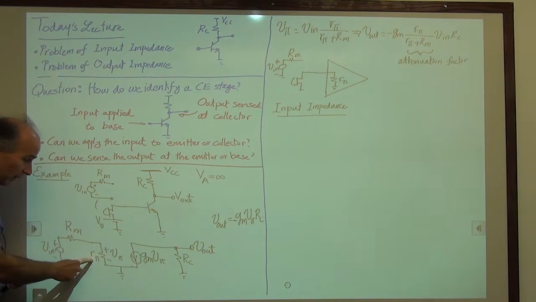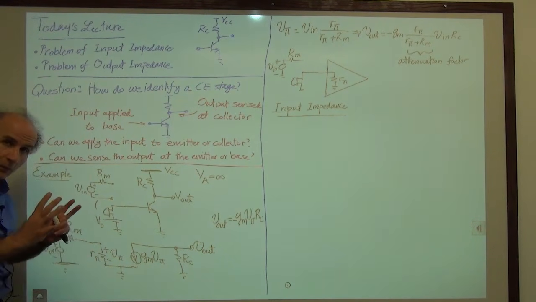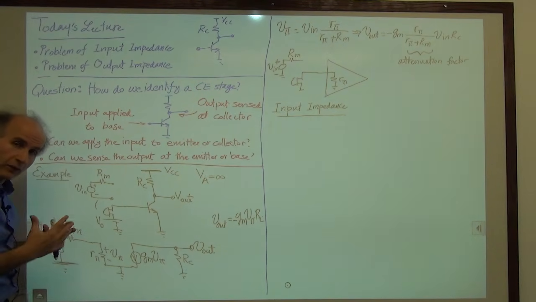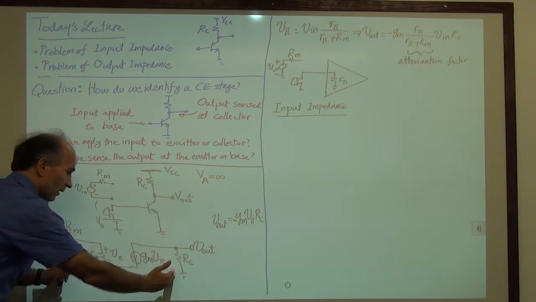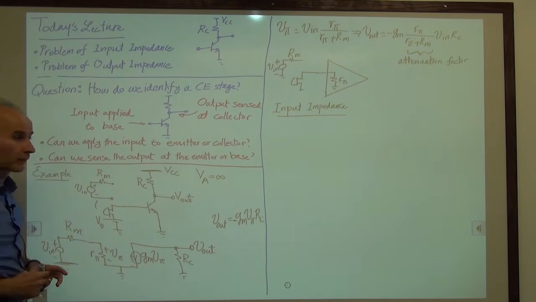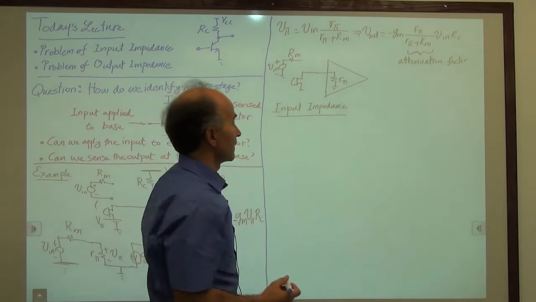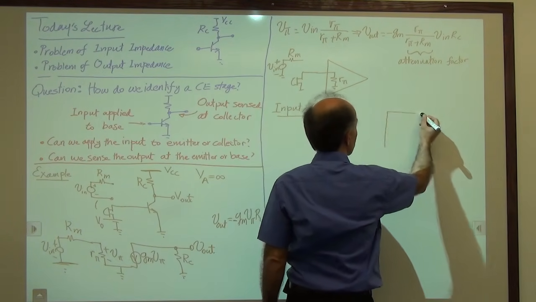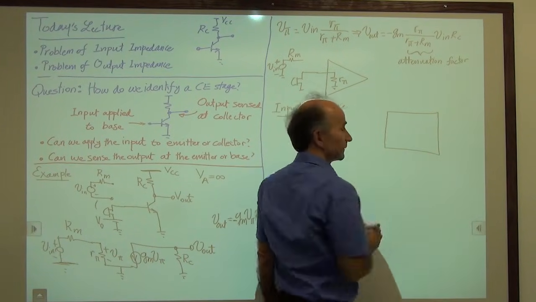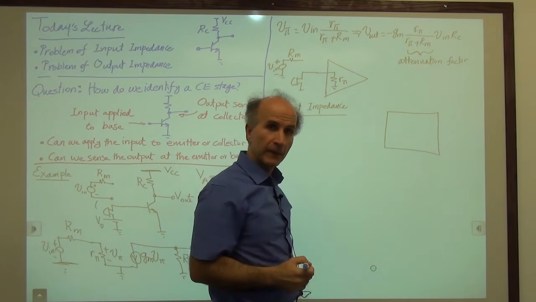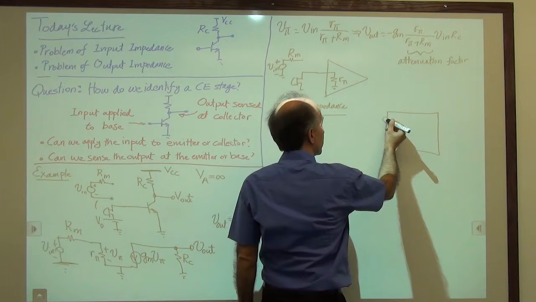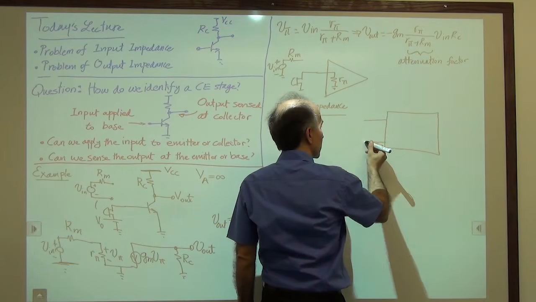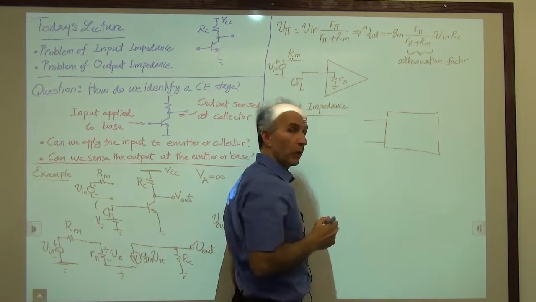And that means that R pi must be large. So somehow we want to reflect that in our characterization of this amplifier. And that's what we call the input impedance. So the input impedance is obtained as follows. We take a circuit, any circuit, and we are interested in the input impedance. So we find the input port.